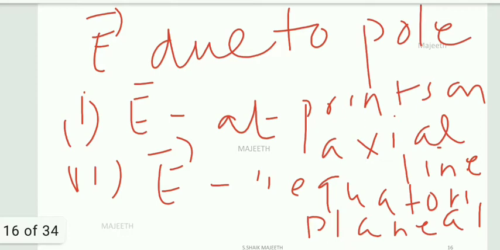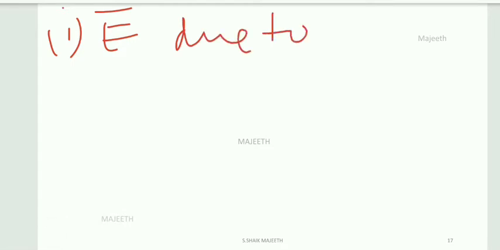First we have to find what is the electric field at points on the axial line. Then what is the electric field at points on the equatorial plane, right? So first we find the electric field due to a point on the axial line. So we must ask what is the axial line, right? So first derivation, E due to points on the axial line.